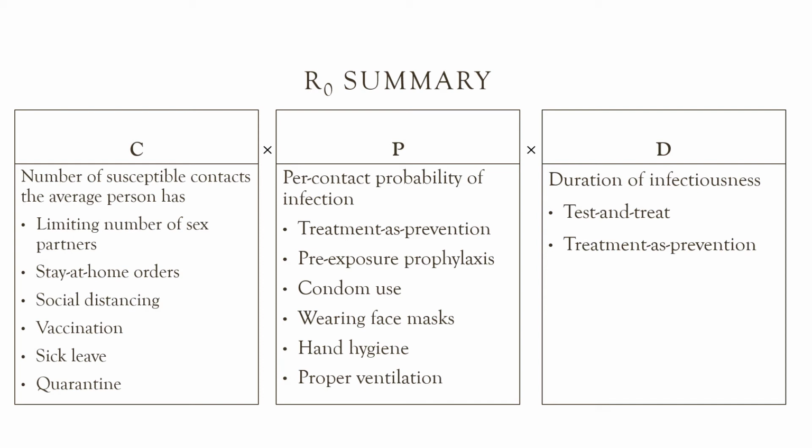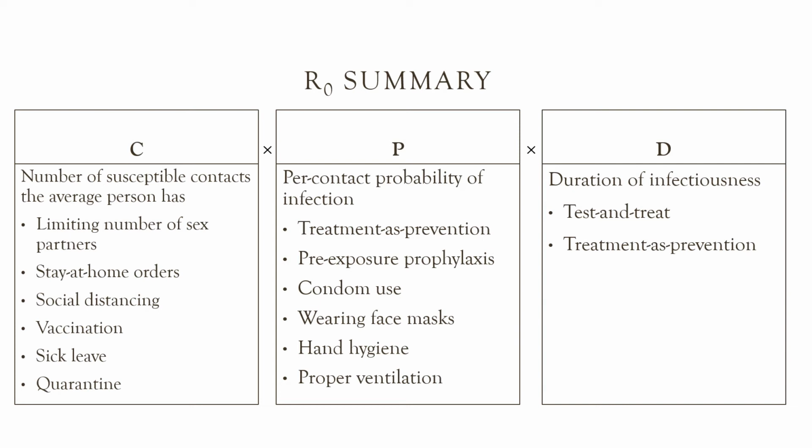So for different diseases, some of these parameters are going to be more important. So for example, with HIV, a lot of work is focused more on the per contact probability of infection. So really reducing that, because we have some really great medications that are really effective at reducing viral load. With SARS-CoV-2, we don't really have any medications. We can't really affect the per contact probability of infection right now, nor can we really impact the duration of infectiousness. The greatest tool that we have is focusing on that C parameter and reducing the number of contacts that we have.